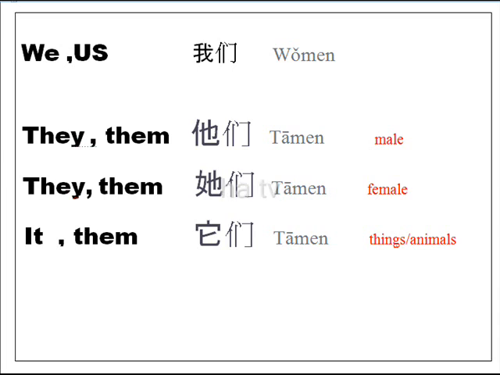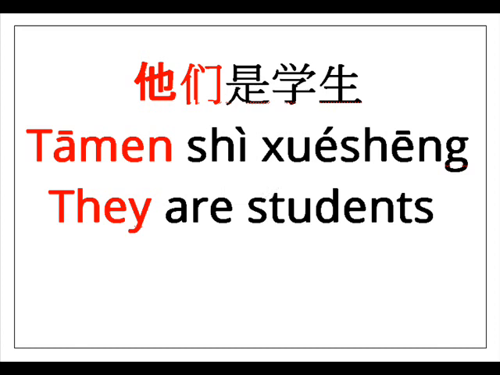The example in English: they are students. In Chinese we say 他们是学生. 他们是学生. They are students. 他们是学生. Now 她们 for the group of females.